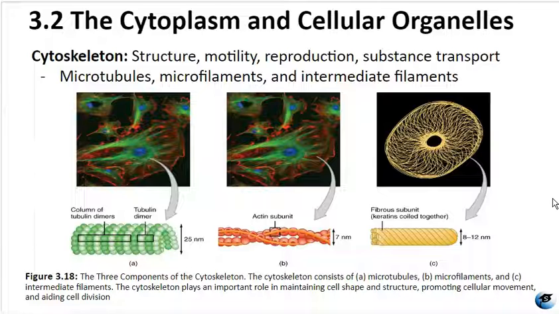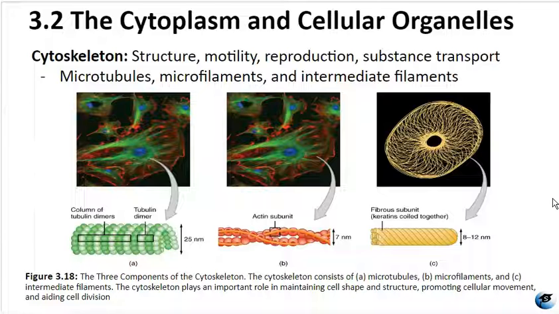Intermediate filaments are coiled proteins such as keratin, vimentin, and lamin. They're about 10 nanometers in diameter and provide mechanical strength to cells and tissues. Intermediate filaments are less dynamic than microfilaments and microtubules, having limited involvement in cellular movement.